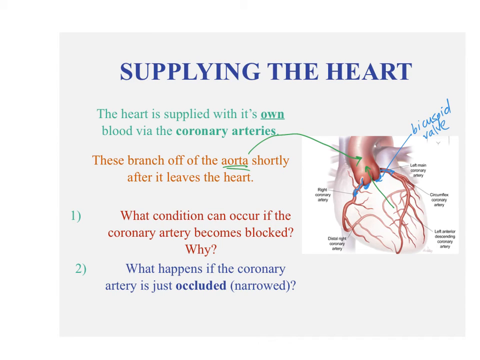And those are your coronary arteries. Okay, so when you did GCSE science, you learnt about coronary heart disease. This is what we're talking about. So these vessels can start to get blocked. And this is what I would like you to do a little bit of research on. So what condition can occur if the coronary artery becomes blocked and why? And what happens, or what condition is called, if the coronary artery is just occluded? So that means narrowed slightly.